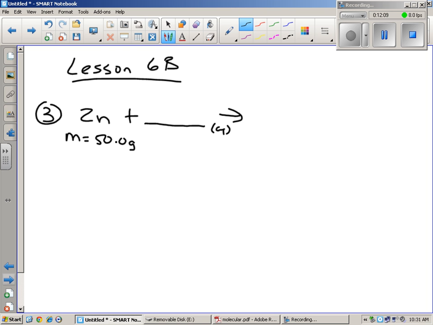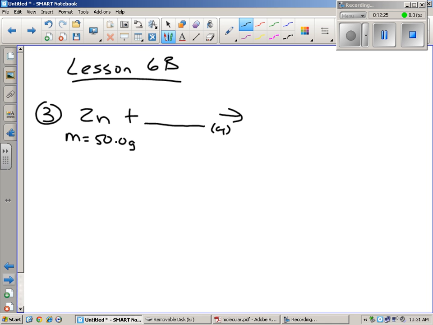Okay. And then they said they just threw in a chunk of 50 grams of zinc. What we're going to talk about tomorrow is something called limiting reactants, and basically which one runs out first, et cetera. We'll do that tomorrow, so hopefully you're here tomorrow. But 50 grams of zinc.